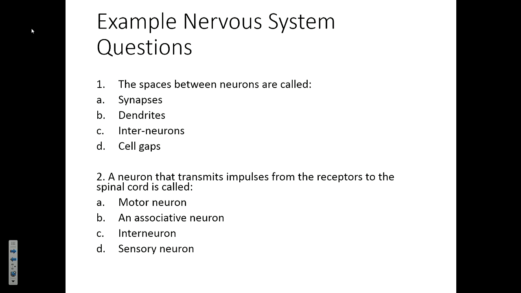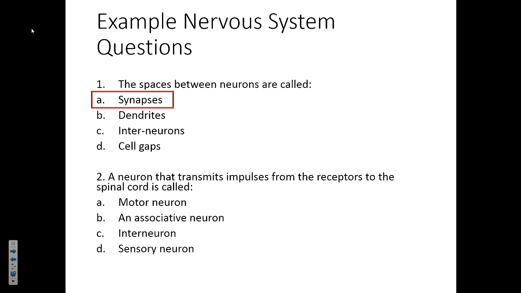All right. A couple example questions. Spaces between neurons are called synapses. So interneurons are the ones that join two different types of neurons together, but the spaces in between that connection of neurons is called the synapse.